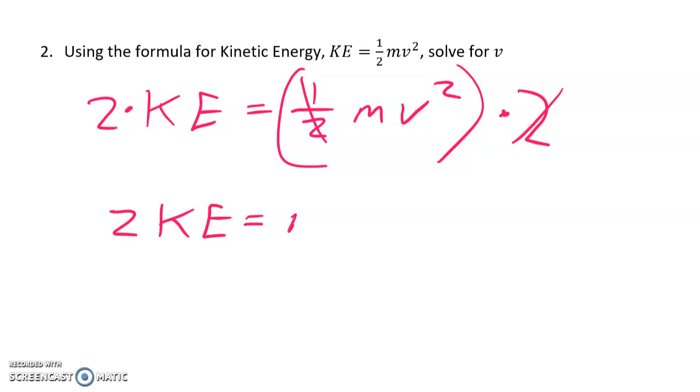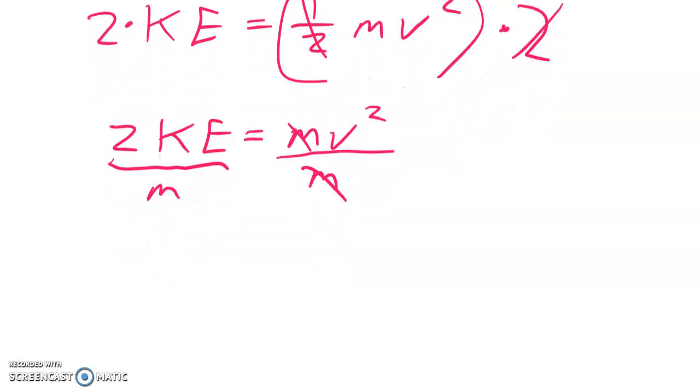Now I've got m v squared left. 2KE equals m v squared. Next I want to get rid of this m. Since it's multiplying m times v squared, I'll just divide by m. That will get rid of my m. I'll do this to the other side. Great. Now, just because my final form is getting close, I'm going to put v squared on this side. And right now, v squared is equal to 2KE divided by m.